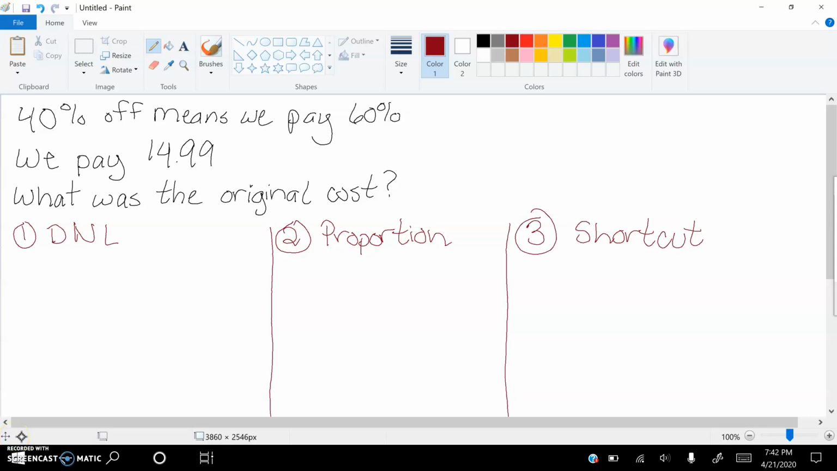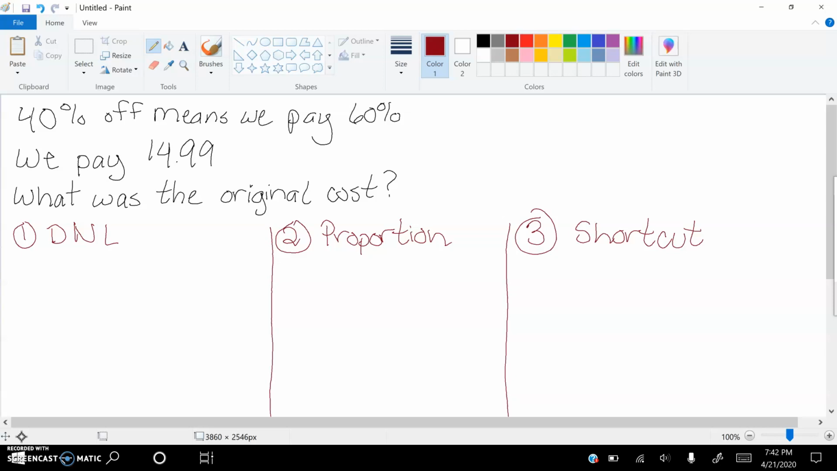We are going to go over 3 different ways to solve this problem. So the first strategy we're going to use is a double number line. The second will be setting up a proportion, and then we'll do the shortcut to calculate the whole amount.